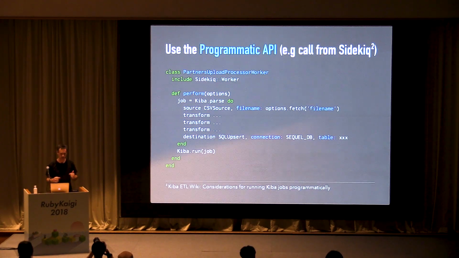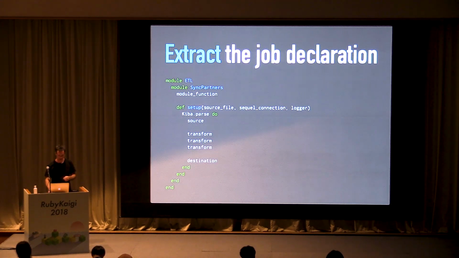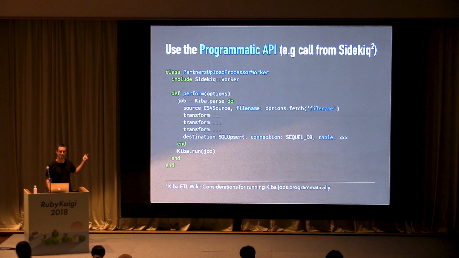Instead, Kiba now provides a programmatic API, which means that, for instance, from a Sidekiq job, you can directly parse the source, transform, destination, and then run. And you can wrap everything in a SQL transaction or whatever you need. Obviously this costs much less than shelling out to a process, because you stay inside the same Ruby interpreter.